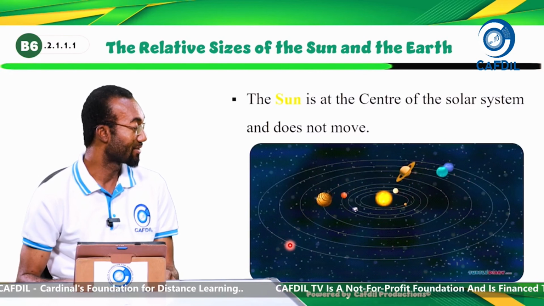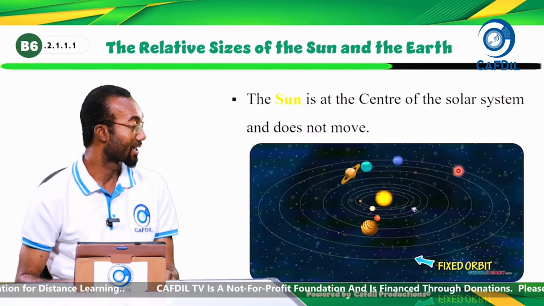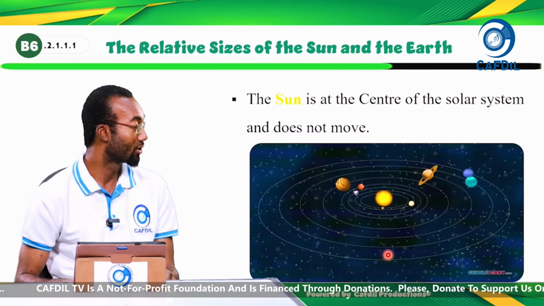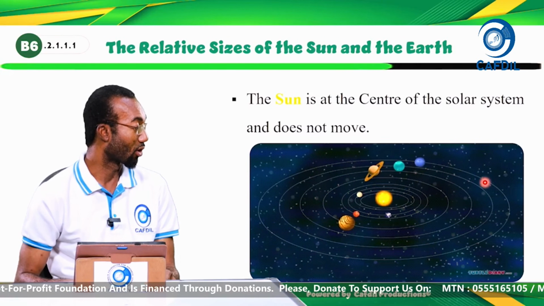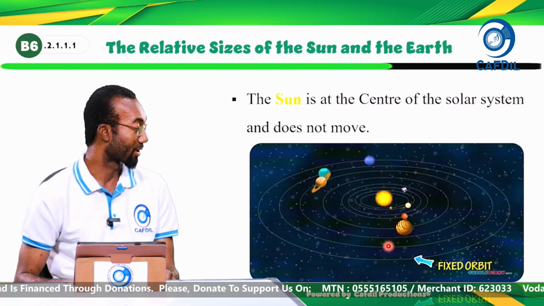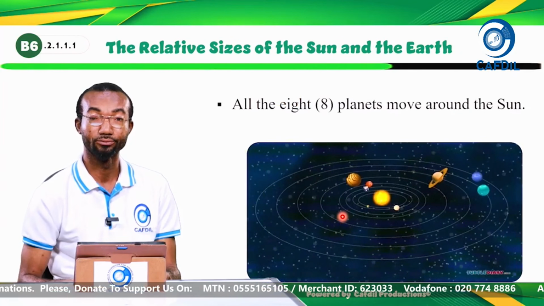And you see that every planet has its own track. You see the lines here. Every planet has its own track. You cannot move to another planet's track, and this track is what we call orbit. So every planet is orbiting the sun on its own track.